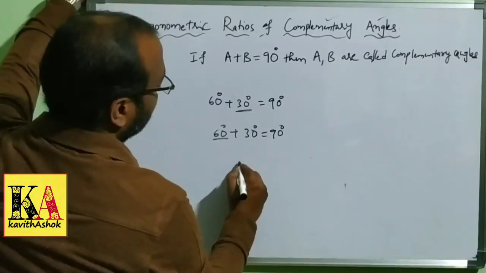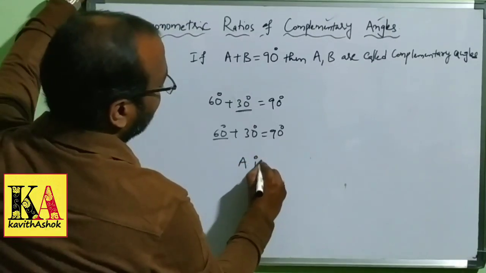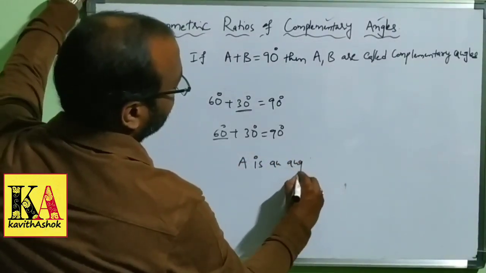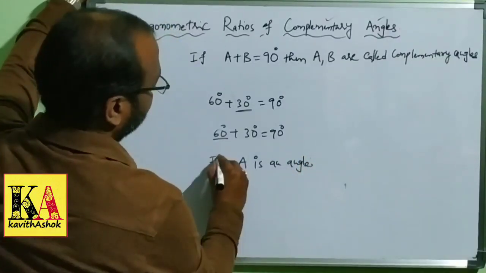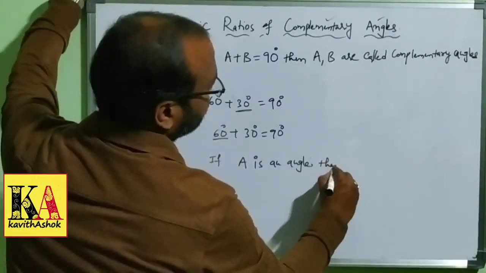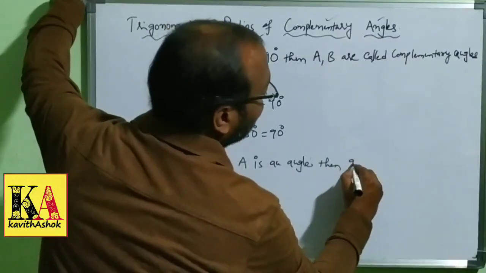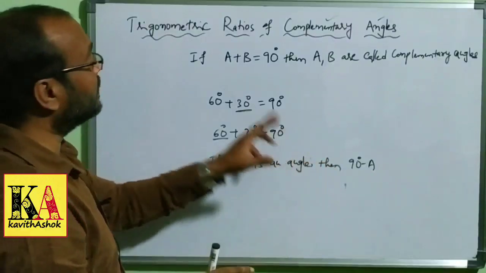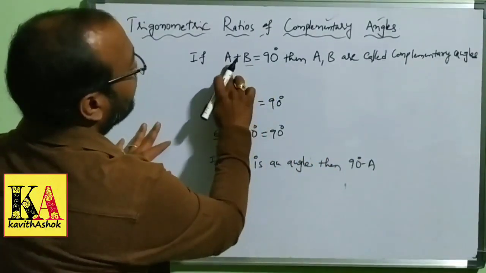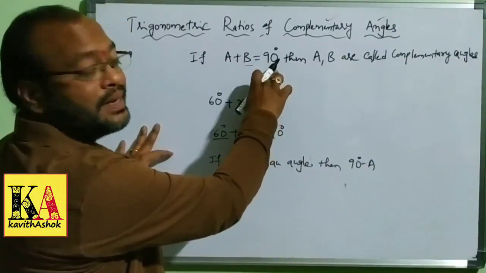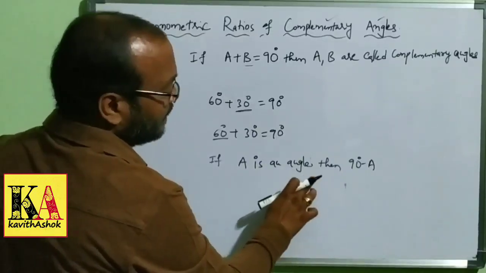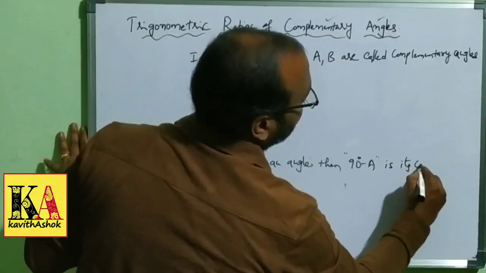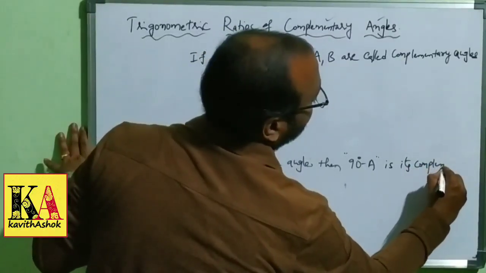If suppose A is an angle, then 90 degrees minus A, what does it mean? B is here. If you take A to the right side, it becomes 90 degrees minus A. If A is an angle, then 90 minus A is its complementary angle.